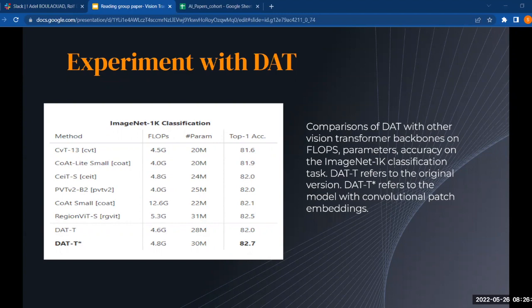Now, comparison with the CNN. Comparing the model with both the CNN models and vision transformers with similar model sizes, the top-1 accuracy, top-5 accuracy, and the real top-1 accuracy on the ImageNet were reported. Can you go to the next slide, please?